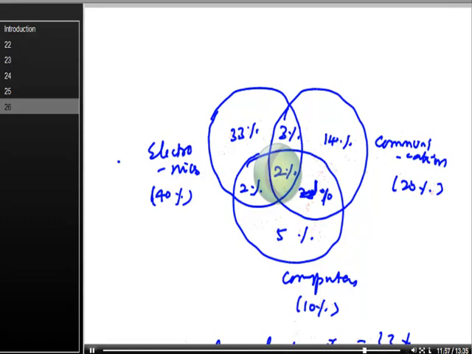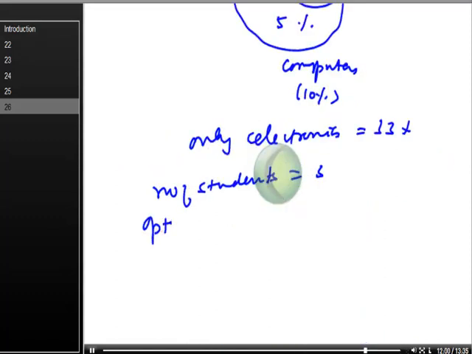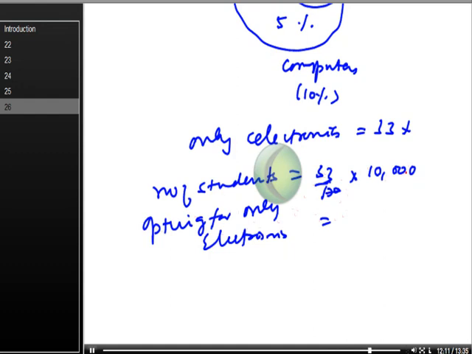So number of students opting for only electronics will be 33% of 10,000. That must be 3,300. In the sum you have to make a correction: students opting for communication and computer is only 3%, not 30. That sets it right.